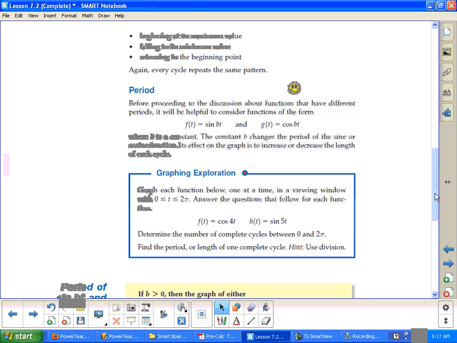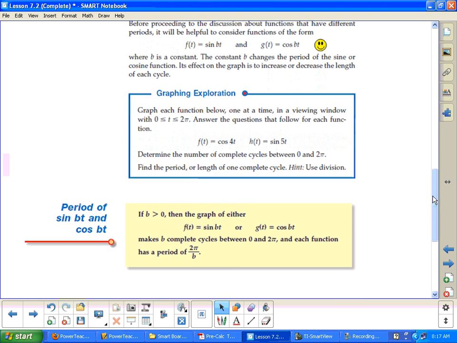All right, so we're going to do a little graph exercise here. Before proceeding to the discussion about functions that have different periods, it would be helpful to consider functions of this form. So here we have sine of bt and cosine of bt. B is used in our big equation, and it's the same value of B we're talking about there. What we're going to look at is how, when B changes, the period changes. So I want you to put the cosine of 4t in your calculator with a viewing window from 0 to 2 pi. We're going to start just with cosine of 4t.